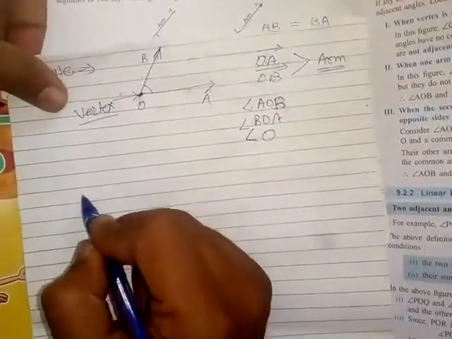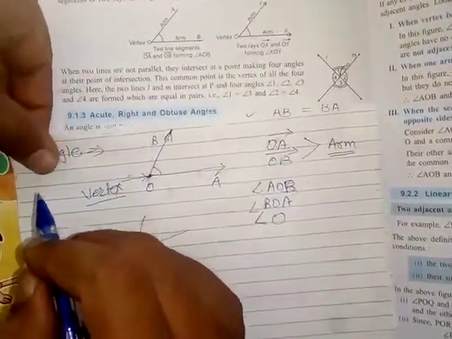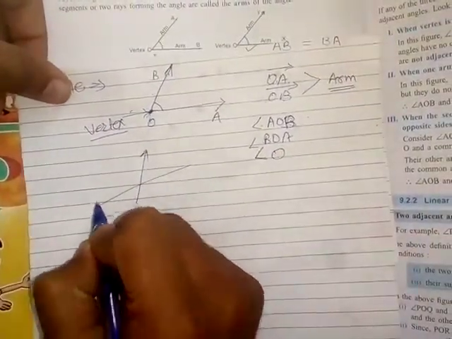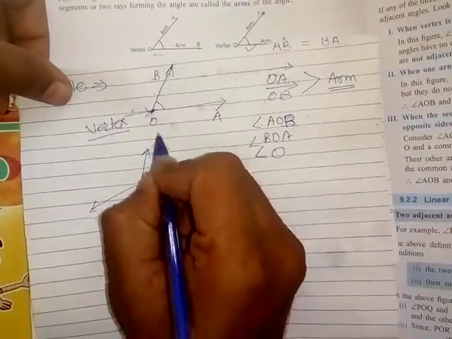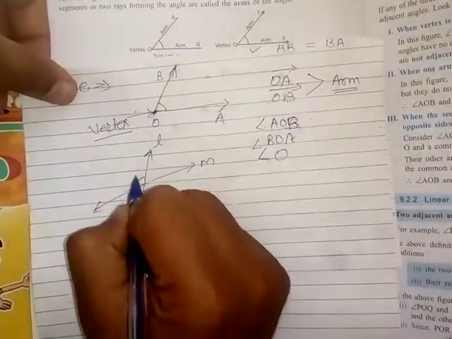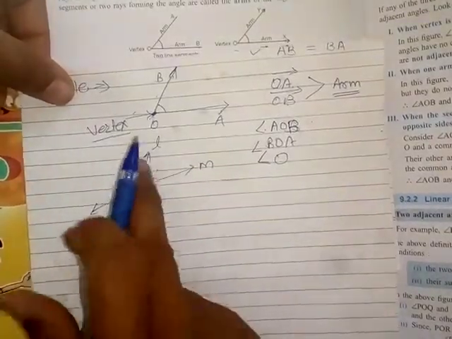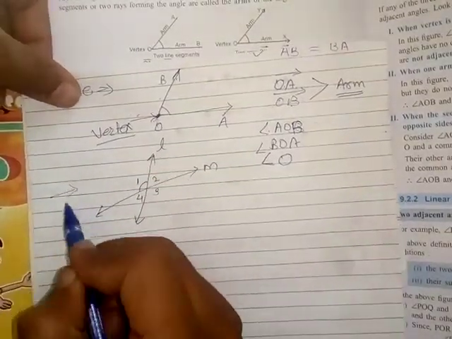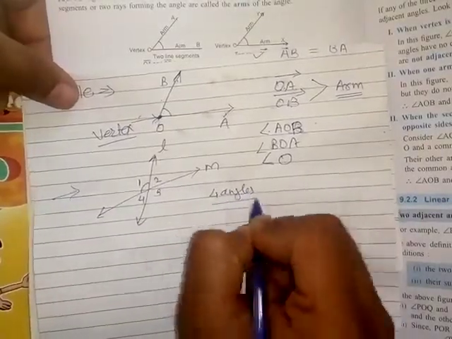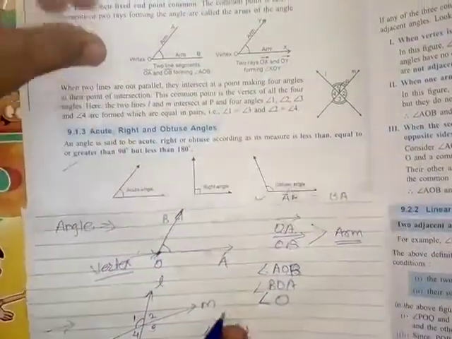When two lines intersect each other, whatever angles are formed are all angles. For example, line L and line M intersect each other. How many angles are formed? 2, 3, 4. When two lines intersect, four angles are formed. Now acute angle, obtuse angle, and right angle.